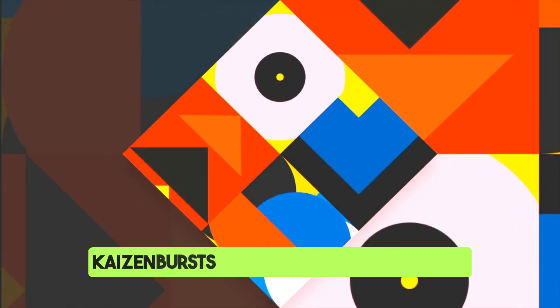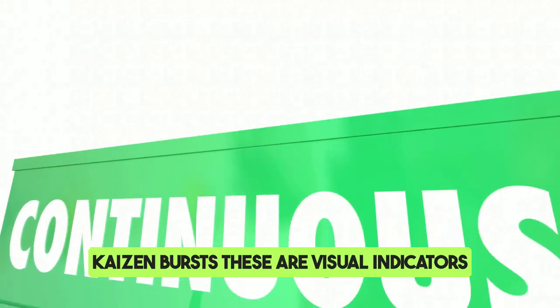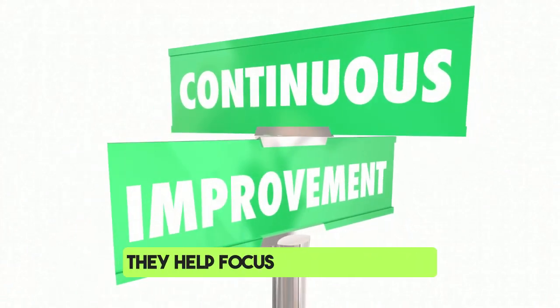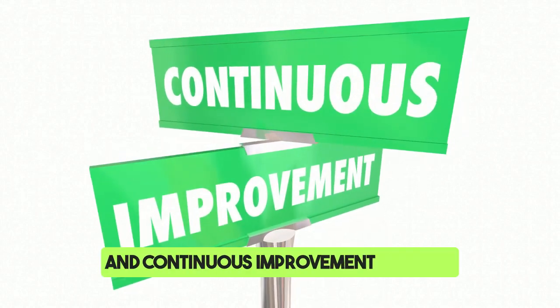7. Kaizen bursts. These are visual indicators of improvement opportunities. Place them where problems exist. They help focus team discussions and continuous improvement efforts.